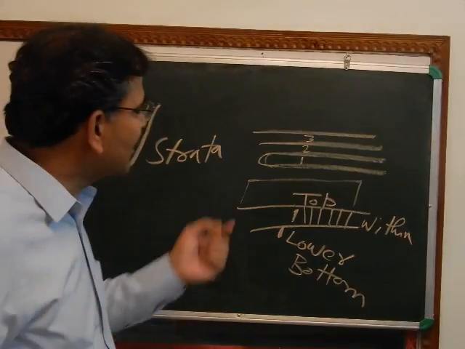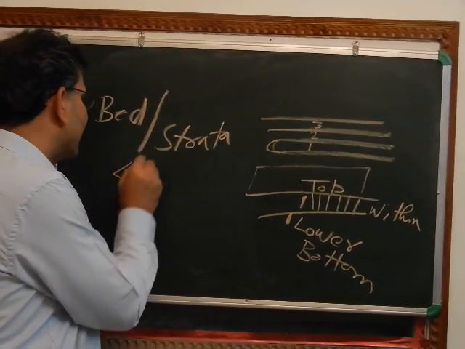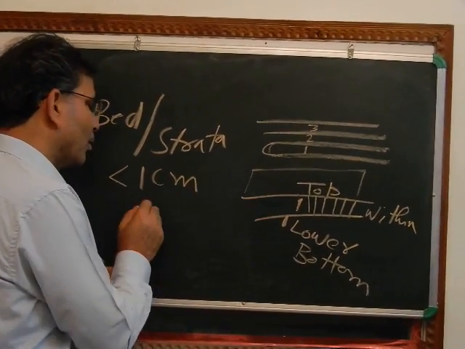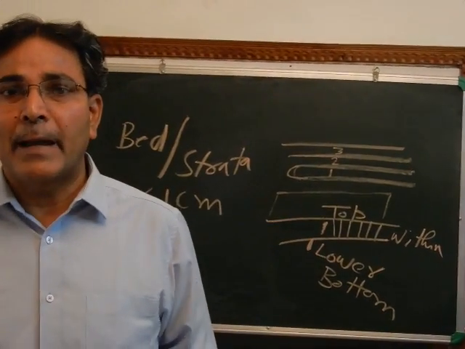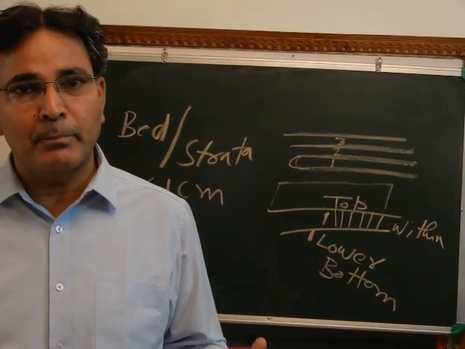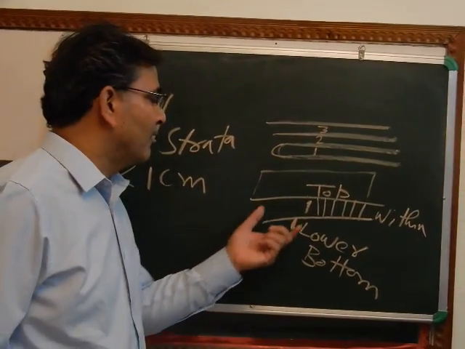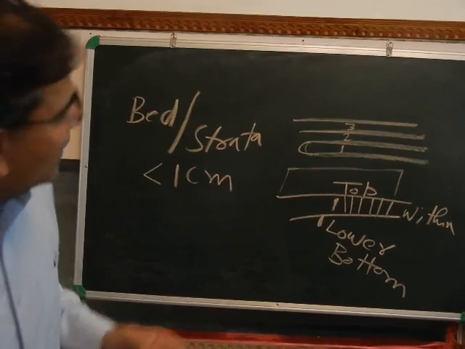And if the thickness of a bed is less than 1 centimeter, then that is known as laminae. So if anyone is using the term laminations, it means the thickness of that particular bed is less than 1 centimeter.